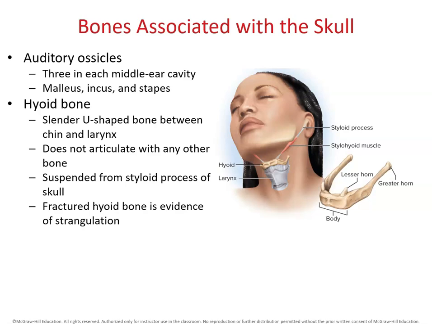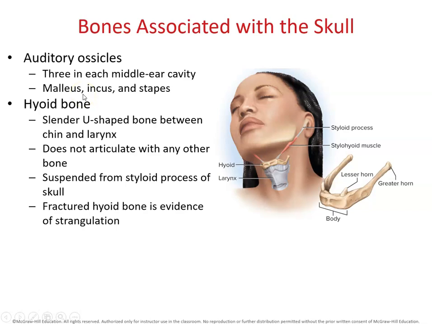So technically not part of your skull, but associated with your skull are two other things. We'll talk about the hyoid first. So the hyoid bone is between your chin and your larynx, your voice box. It is not connected to any other bone. Only bone in the body we have that is not connected to any other bone. It's suspended from the skull by what we call the styloid process and the stylohyoid muscle. And if somebody is strangled, a lot of time the hyoid bone will be damaged.